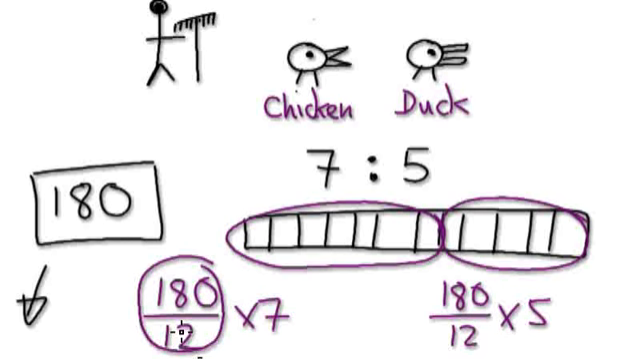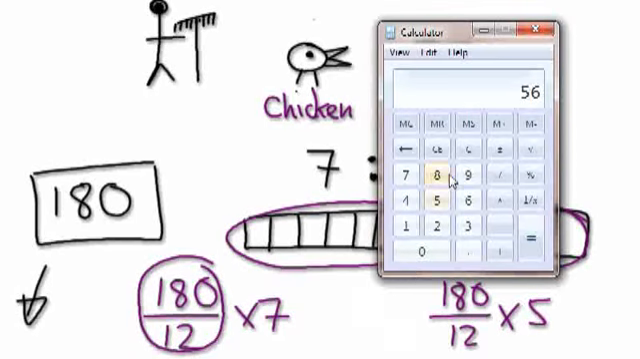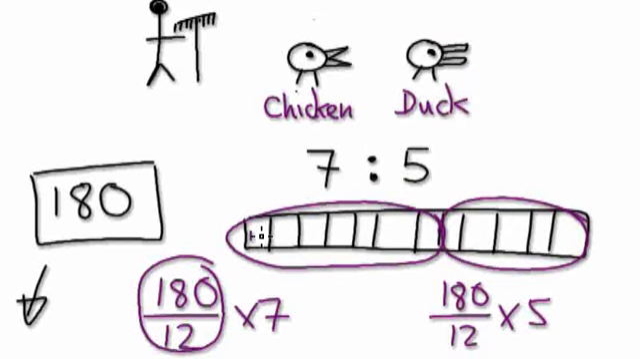180 divided by 12. Hang on, let me get a calculator. Clear this. 180 divided by 12 equals this. So you get your whole amount, cut it into 12 equal pieces. So each piece will have 15. Okay, 15 here, 15 here, 15 here, and so on.